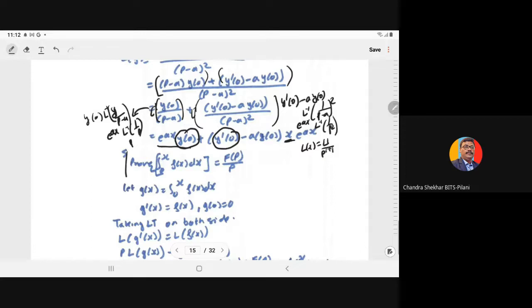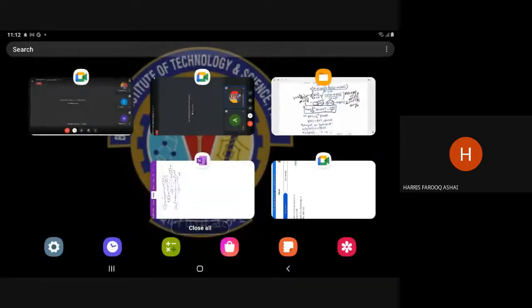Now, Laplace transform of integral 0 to x f(x) dx is equal to F(p) upon p. In the above question, any doubt online? No, sir. No, sir.